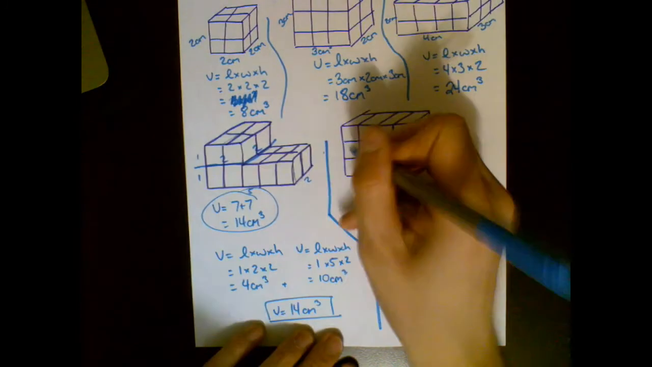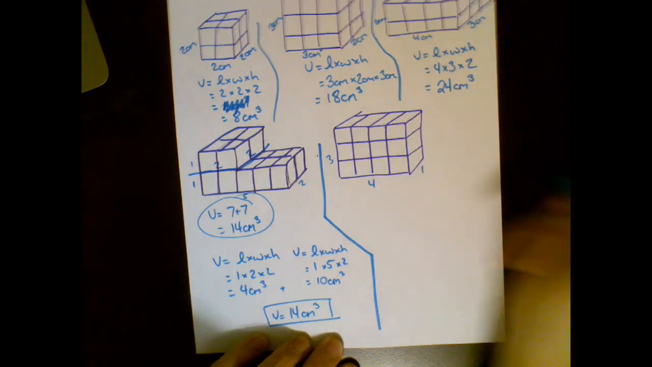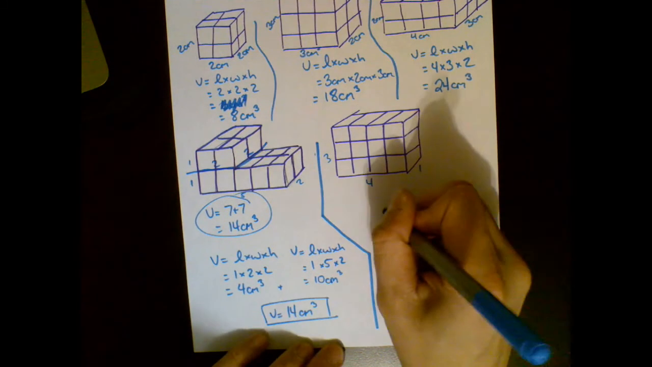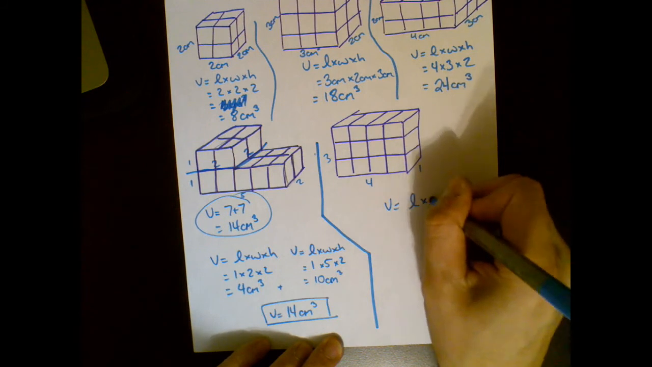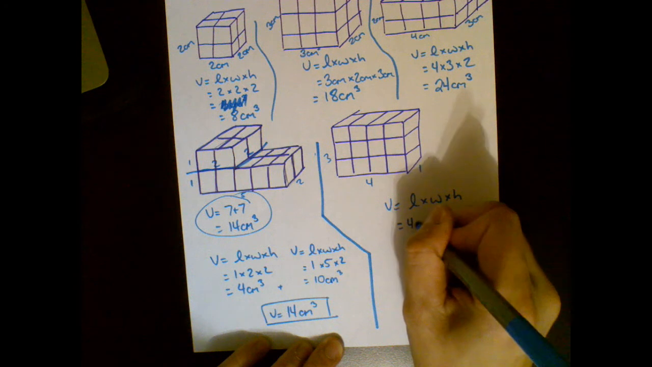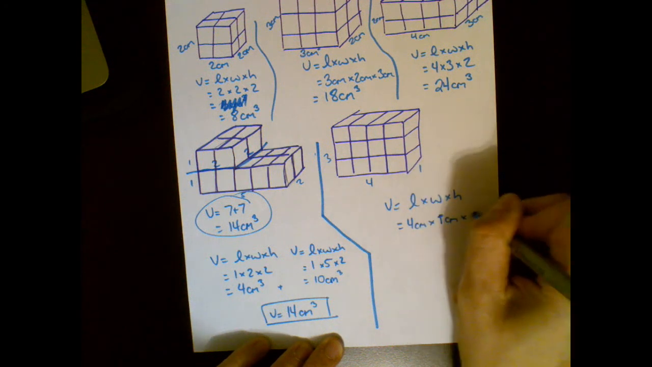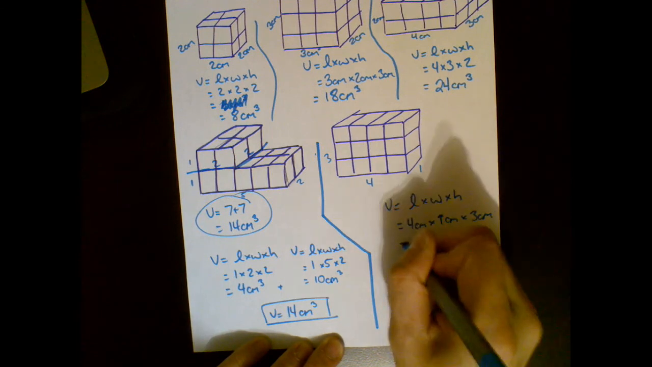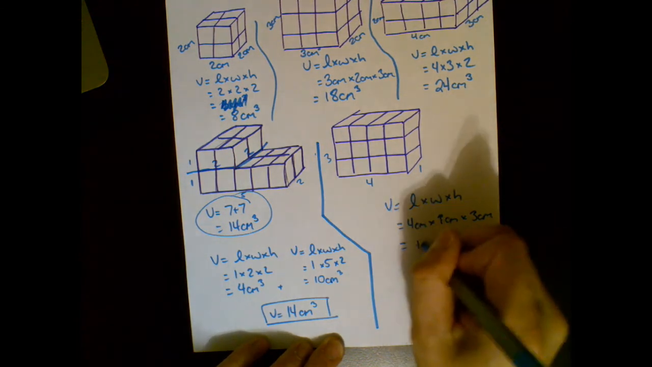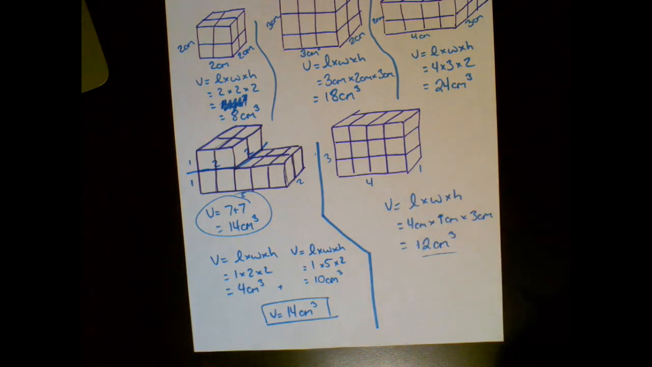All right, last one here. We got a height of 3, a length of 4, and width of 1. V equals L times W times H, which is 4 cm times 1 cm times 3 cm. 4 times 1 is 4, times 3 is 12 centimeters cubed for my final one. All right, so that's it.